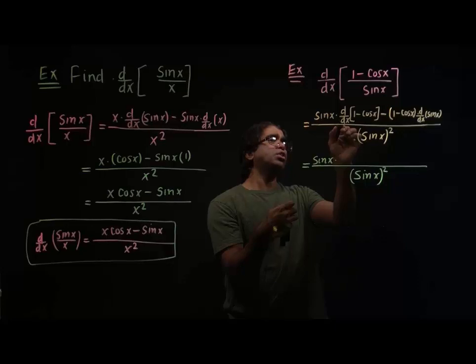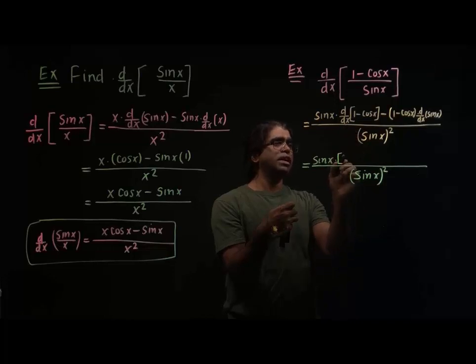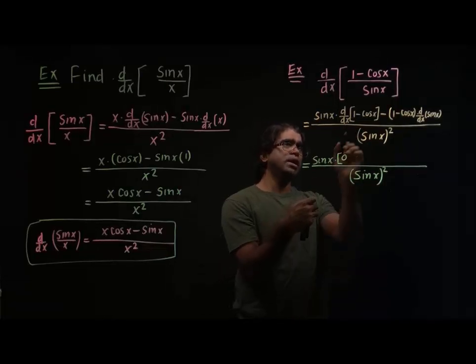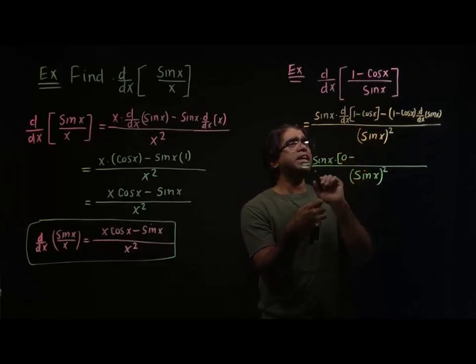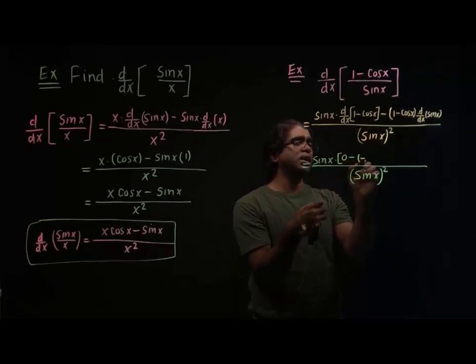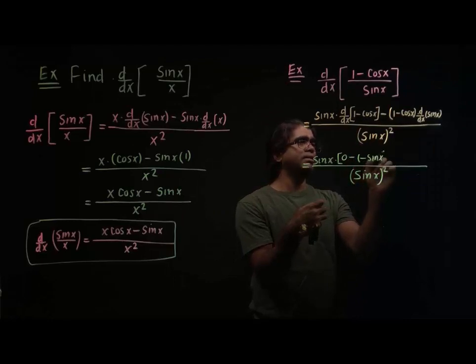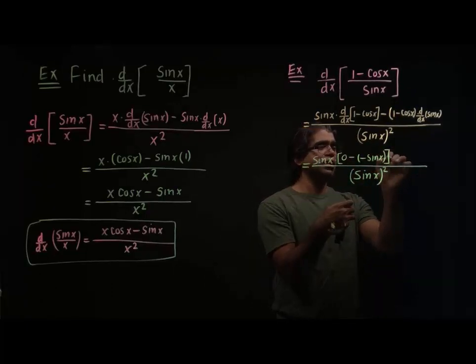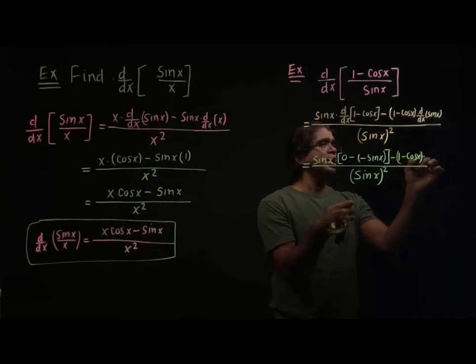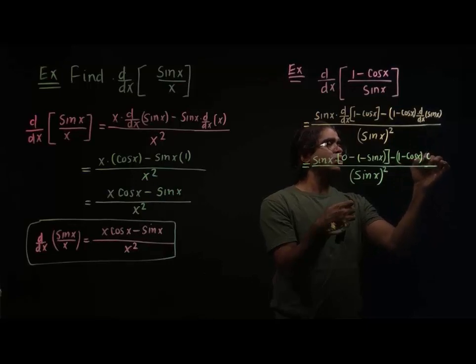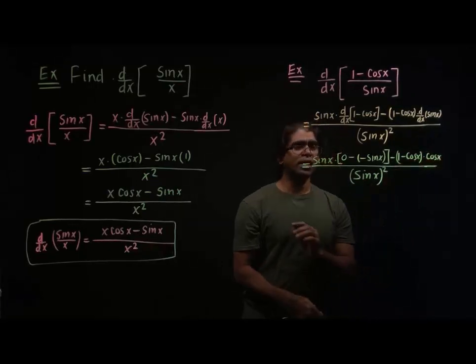So if I want to differentiate, I need to distribute d by dx inside the bracket. So if I distribute, I will find d by dx of 1, which is a constant. So d by dx of a constant is 0, and then I have a minus sign. D by dx of cosine x is negative sine x. This is my first term, minus 1 minus cosine x times d by dx of sine x, which is cosine x.